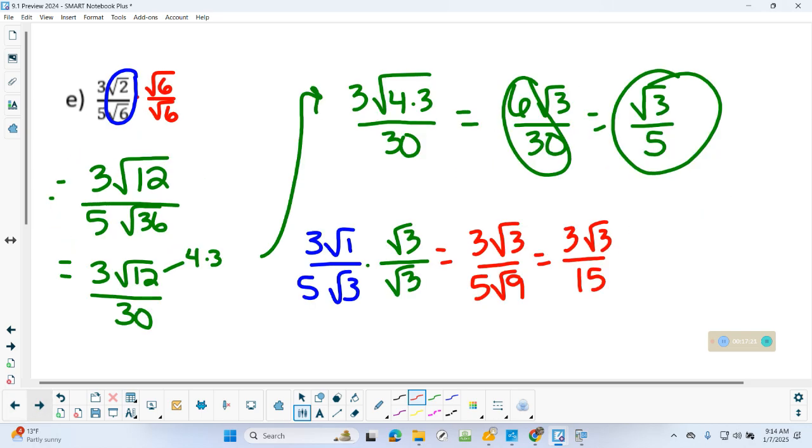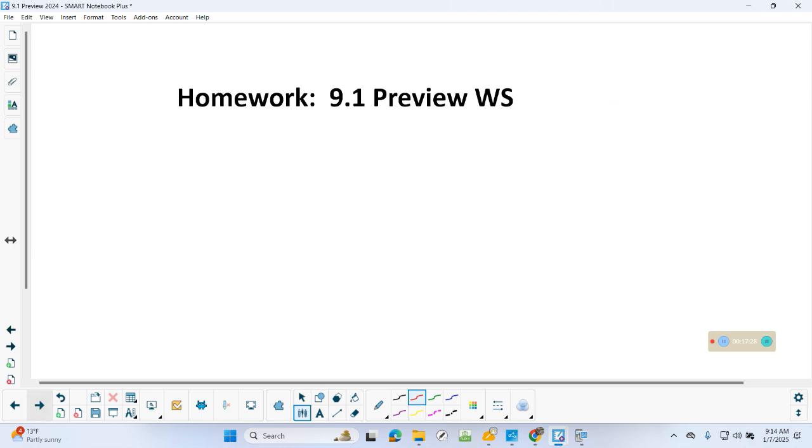So I just wanted to show you, if you see that, if you reduce first, it will make less work for you in the end, okay? So like I said, you've got front and back worksheet for homework.